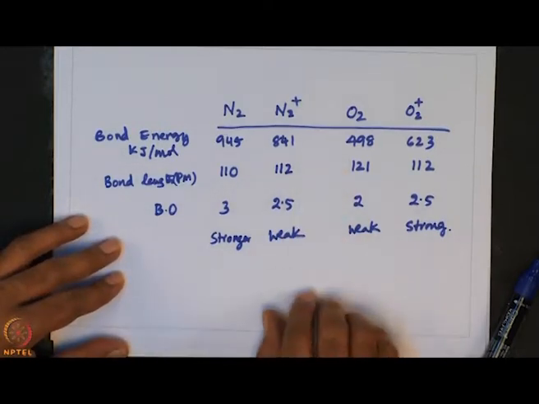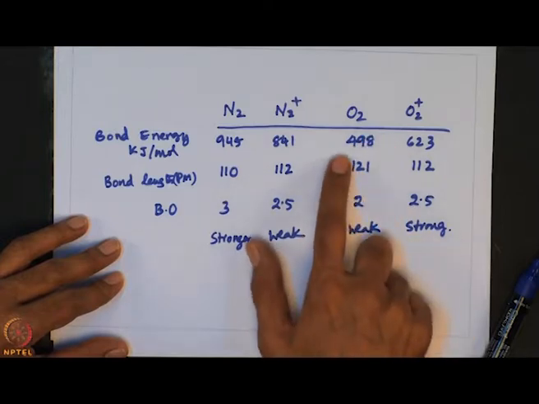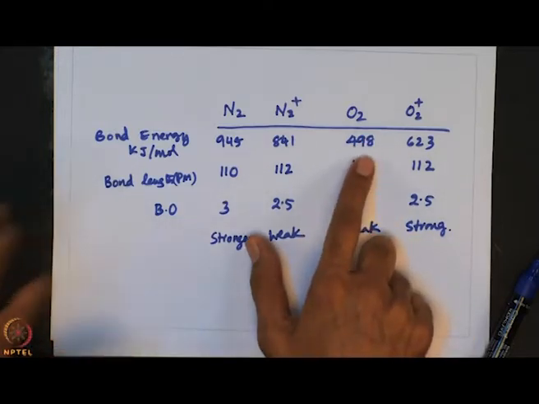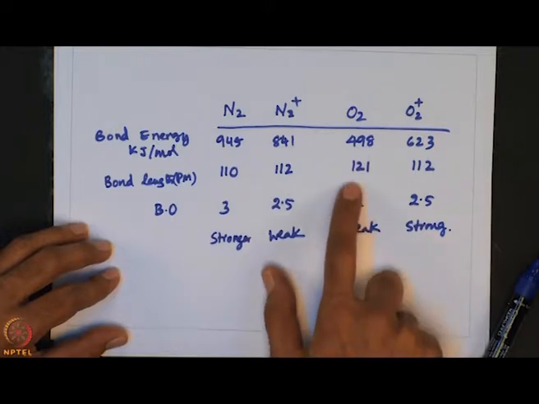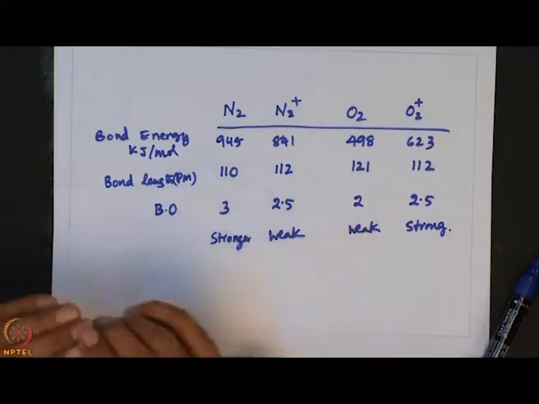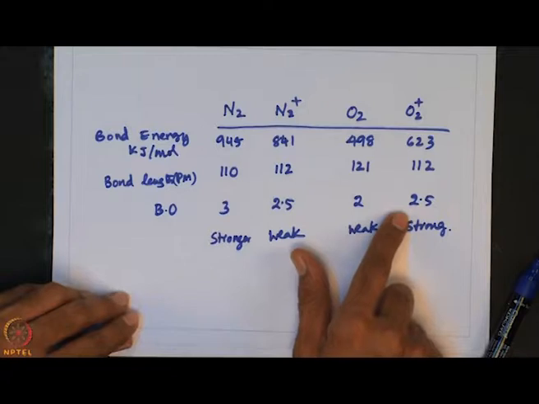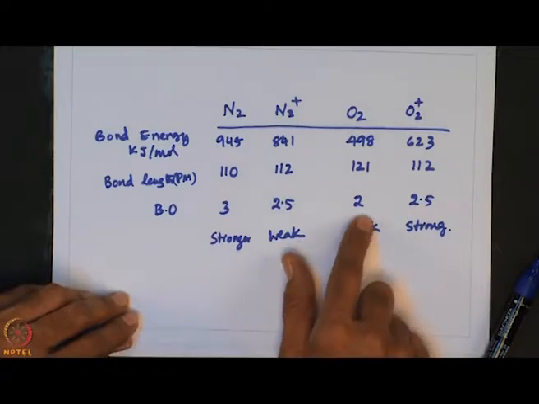The same analogy can be extended between O2 and O2 plus. In case of O2, the bond energy is 498 kilojoules per mole, and here the bond distance is 121 picometer, and bond order is 2. Now, when one electron is removed from the antibonding orbital, the bond energy increases considerably from 498 to 623 kilojoules per mole, and as a result the bond order increases from 2 to 2.5.